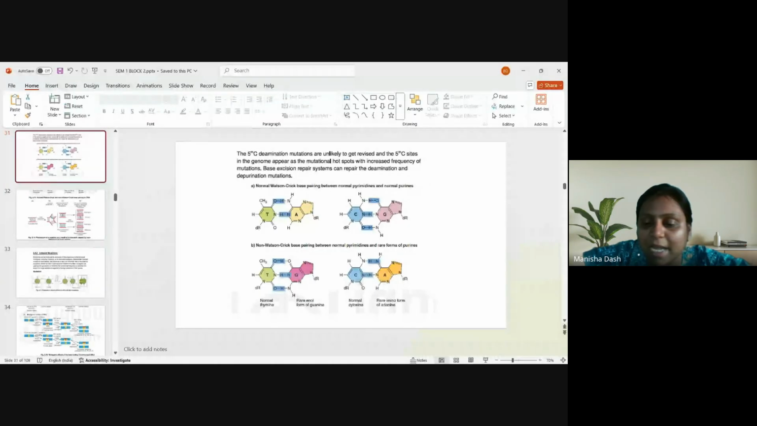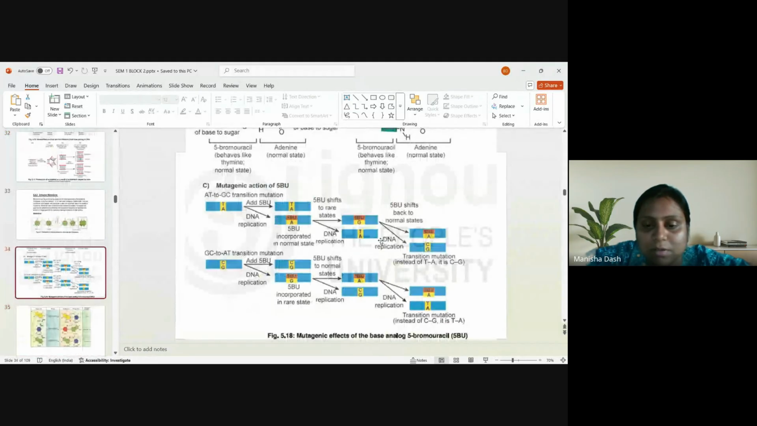Like we saw here, I'm just explaining it once again. Here it is clearly written, and everything is clearly explained here as well. So normally you have an AT pair, so there is no confusion here. The A has paired with a T in Watson-Crick base pairing.